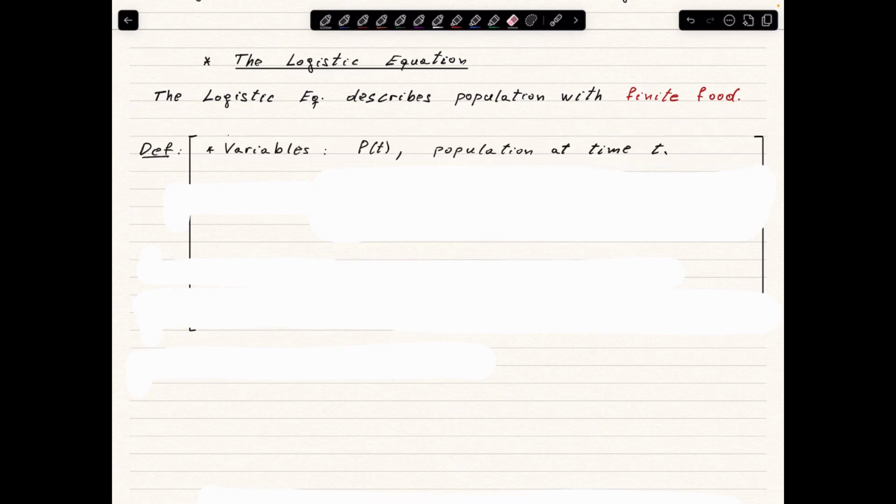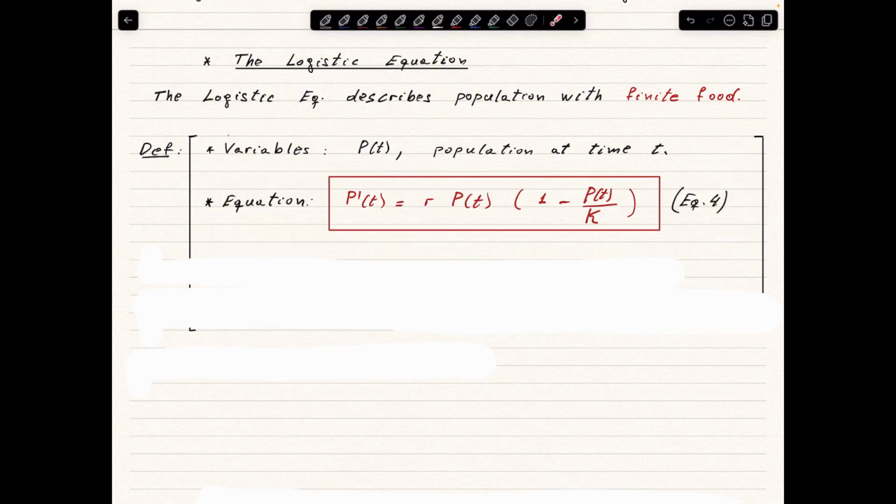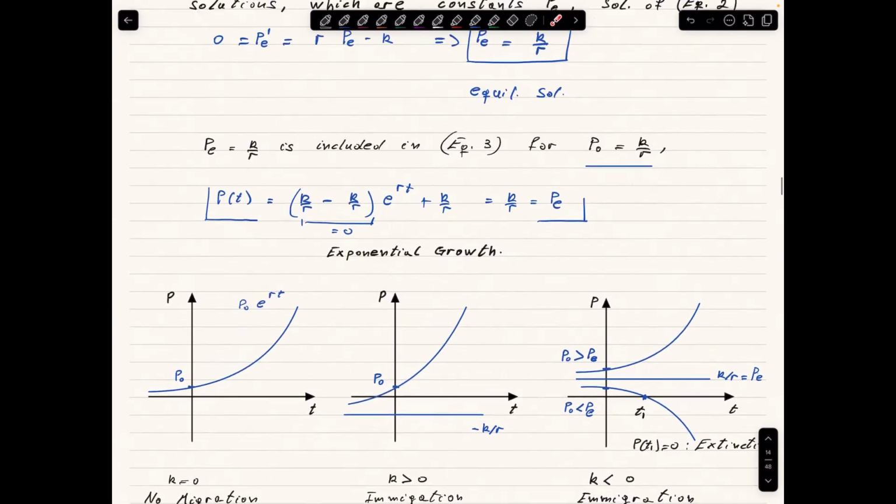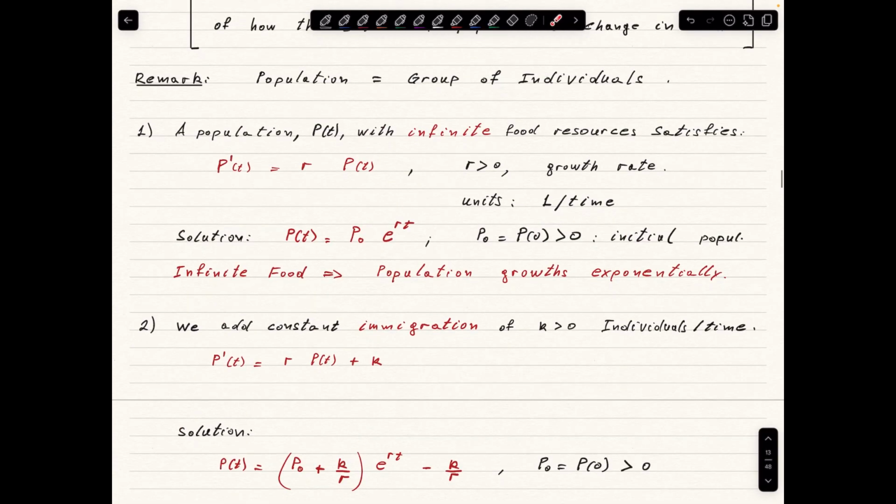Well, the main variable is the function p of t that, as before, is the number of individuals, so the population of the individual we are studying at the time t. And the equation is given by this formula. This is what is called the logistic equation. P prime, the derivative of the population with respect to time, is proportional to the population at that time. So you see we are multiplying by r. This term is exactly the same as before in the exponential growth equation. Where is it? Right here.